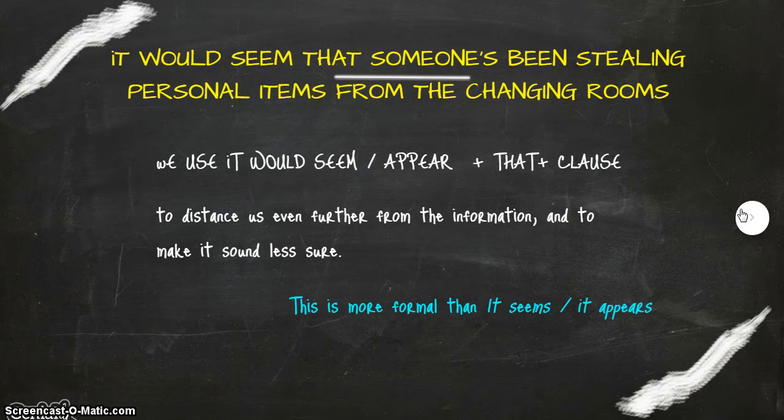By adding would, as in it would seem that someone's been stealing personal items from the changing rooms, the distance is widened. You're positioning yourself even further, maybe hinting that you're not even sure that the source that told you is very reliable, but you're also being a little bit more formal. So the use of would seem and would appear could be, let's say, restricted to more formal environments, for example in written language.